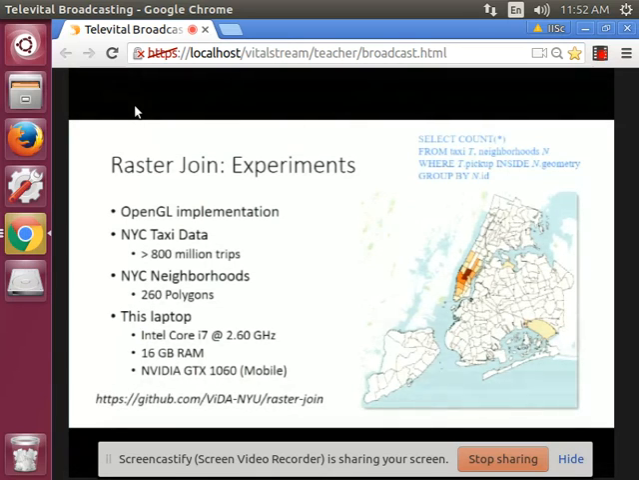And for people who are interested, the code is available online, and we have also put in the data that we use for the experiments online, so you can just download it, compile and run it. And it runs on Windows and Linux.